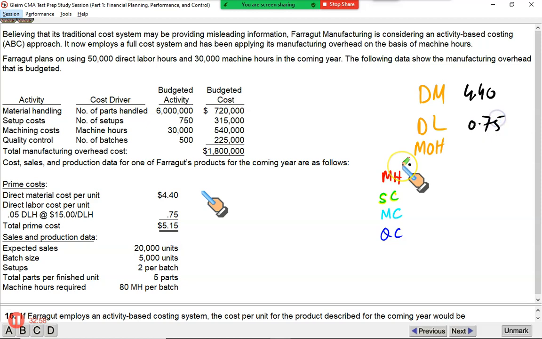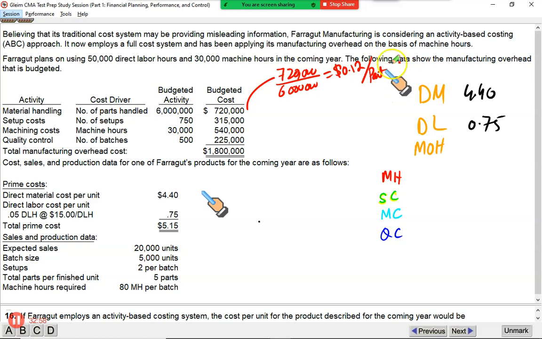Now here is the problem. Let us first see what we are going to do with material handling. Material handling has an estimated size of $720,000. This cost pool is driven by number of parts handled. How many parts are we expecting to handle? We are expecting 6 million parts, which means our handling cost per part is 720,000 divided by 6 million. It is $0.12 per part.